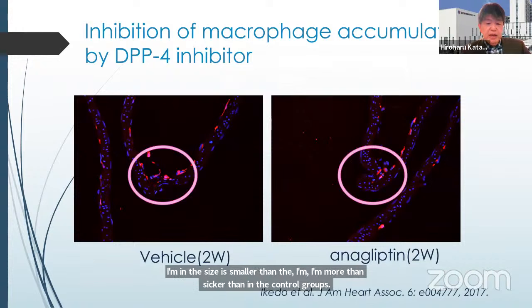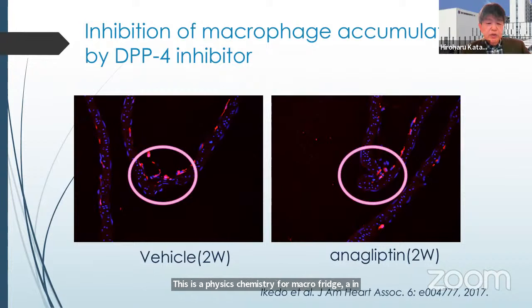This is immunohistochemistry for macrophage accumulation in the aneurysm wall. Macrophages are shown as red fluorescence in this slide. The number of macrophages accumulated in the vascular wall is smaller in the anagliptin treated group.